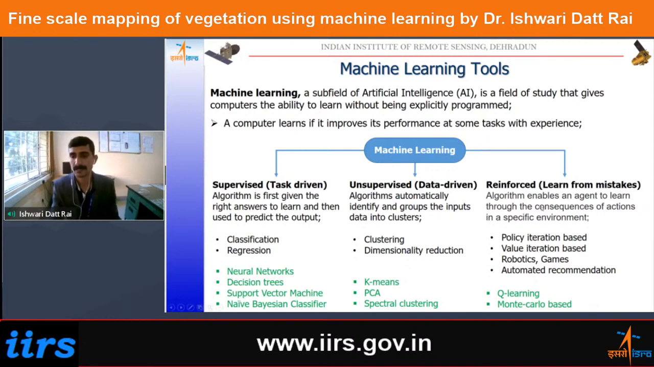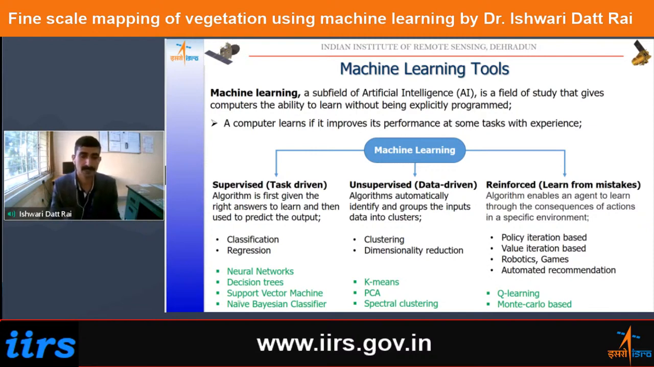And reinforcement learning basically enables an agent to learn through the consequences of actions in a specific environment. So it learns from experience, and it is more used in robotics, games, or automated recommendation. For example, once you see any video on YouTube, later on you see different recommendations appear on the screen, because the algorithm detects your choice and recommends what you will like later on.